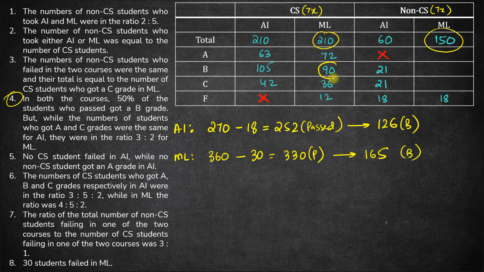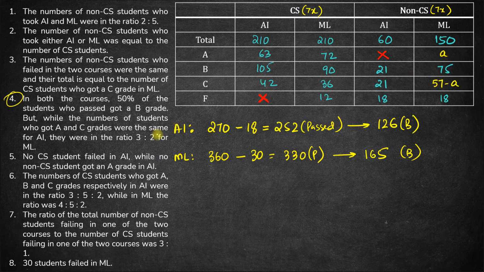So out of this 165, this is 90. So this number should be 165 minus 90, which is 75. So 75 students get a B grade in ML non-CS students. Fine. Now we don't know these two values. So let's say this is A. So what will be this value? The sum of all these three values should be 150. So we have 75, 150 minus 75 is 75, 75 minus 18 is 57. So sum of these two should be 57. If this is A, this should be 57 minus A.